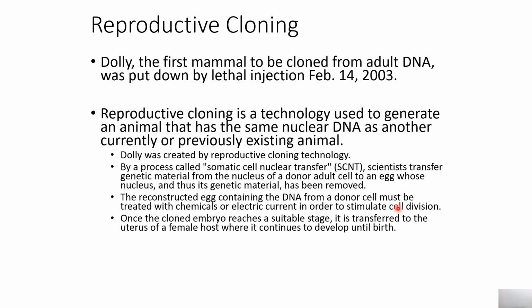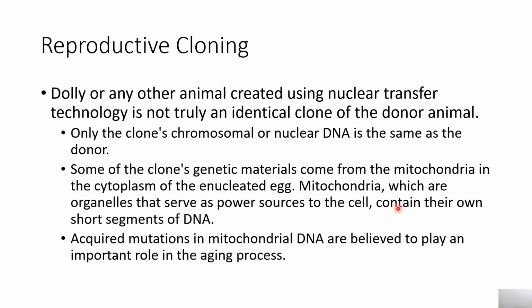By a process called somatic cell nuclear transfer, scientists transfer genetic material from the nucleus of a donor adult cell to an egg whose nucleus, and thus its genetic material, has been removed. Now, the reconstructed egg containing the DNA from a donor cell must be treated with chemicals or electric current in order to stimulate cell division. Once the cloned embryo reaches a suitable stage, it is transferred to the uterus of a female host where it continues to develop until birth.